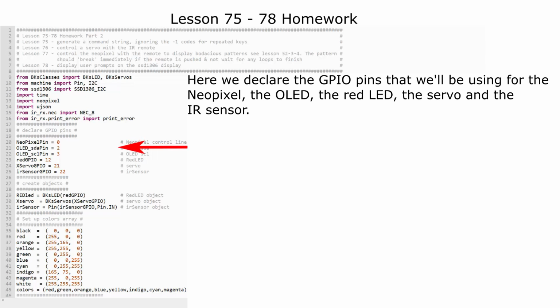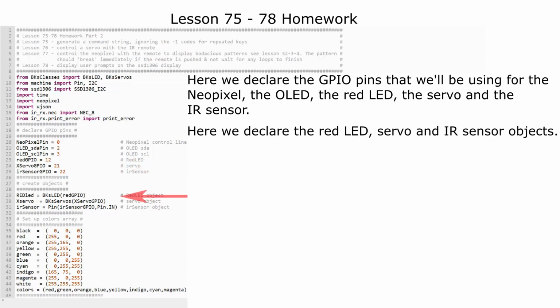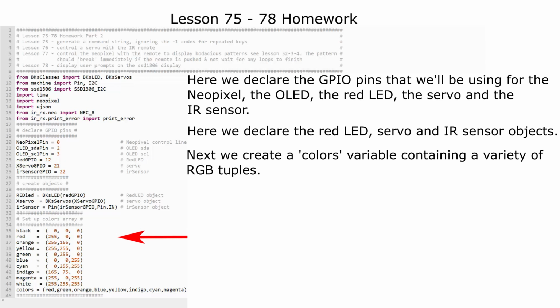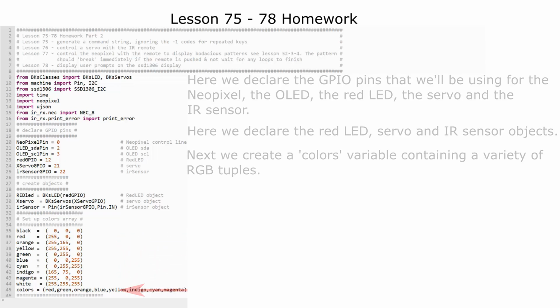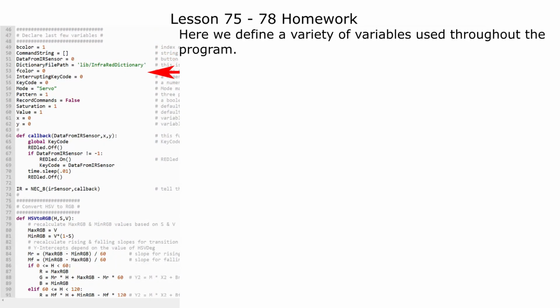Here we declare the GPIO pins that we'll be using for the NeoPixel, the OLED, the red LED, the servo, and the IR sensor. Here we declare the red LED, the servo, and the IR sensor objects. Next, we create a colors variable containing a variety of RGB tuples. Here we define a variety of variables used throughout the program.